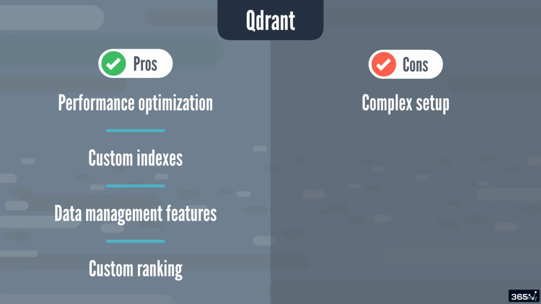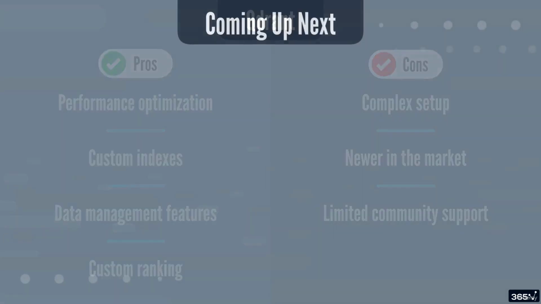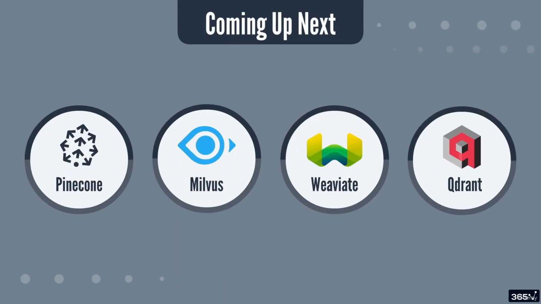You might require time and expertise to fine-tune the database for the best performance and the more advanced features. A potential drawback of this vector solution is it's still newer in the market. And while this doesn't necessarily mean it's inferior, it might lack community support and extensive documentation found in more established options.